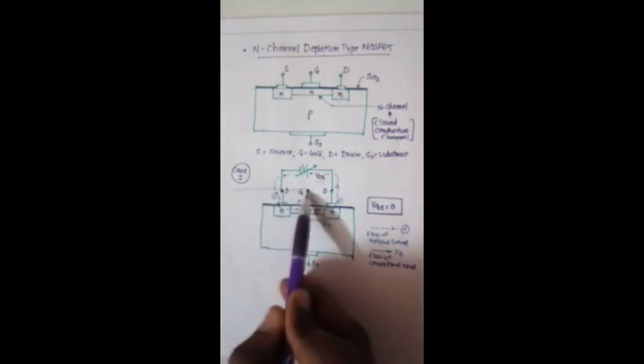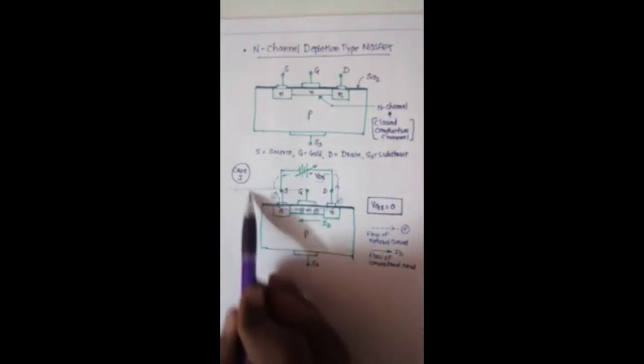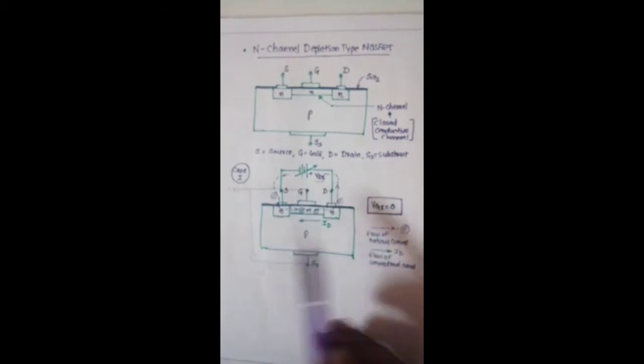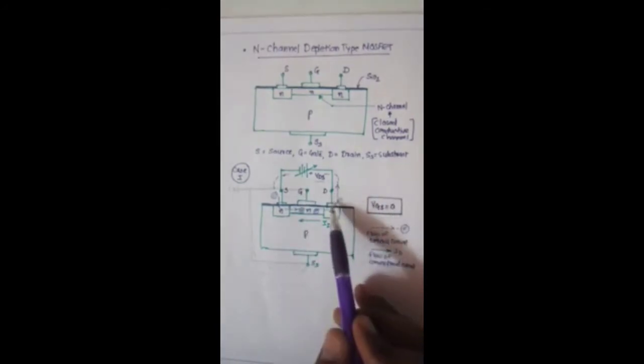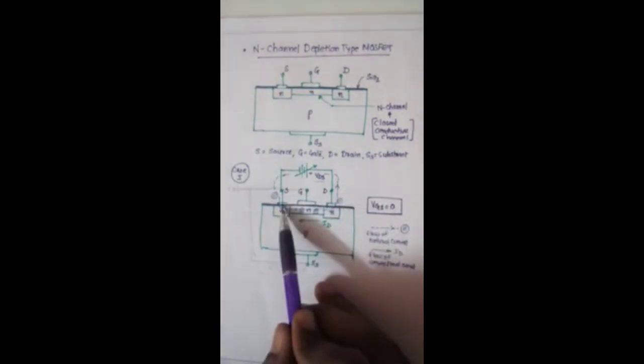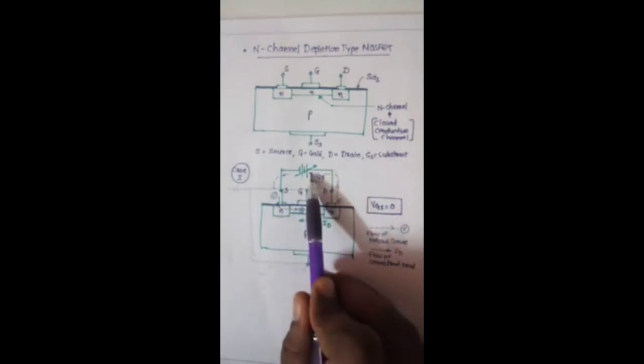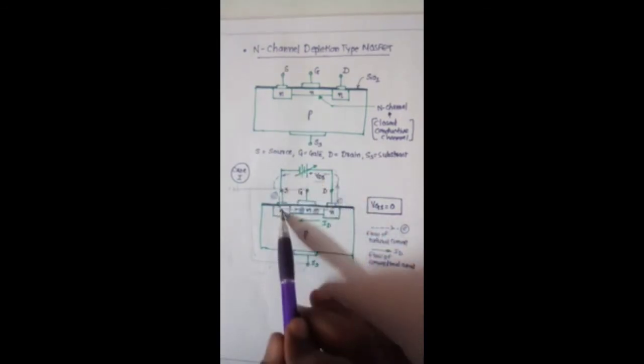So this terminal is grounded with respect to this way. So here the voltage is 0. Now when the voltage is given between the drain and source, at that time the drain is connected to the positive terminal of the battery and the negative terminal to the source.